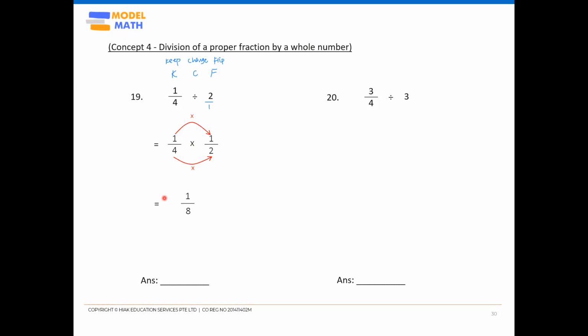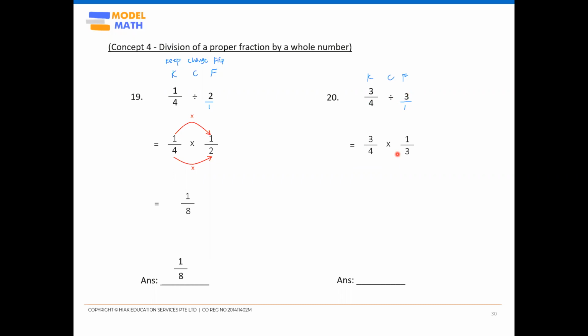All right, let's go through one more example. It's going to be the same on this side. This 3 here, I am going to re-express as 3 out of 1. Then I'm going to apply my KCF: keep, change, flip. So keep 3/4 as 3/4. Change divide to times. Flip over 3 out of 1, becoming 1 out of 3.